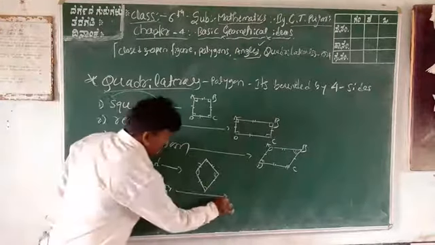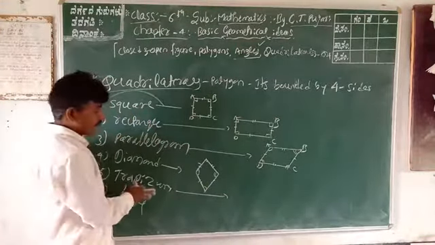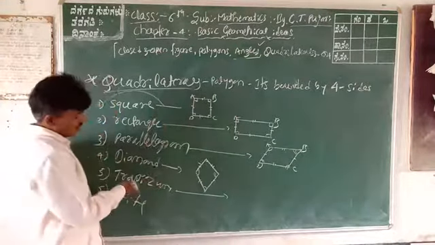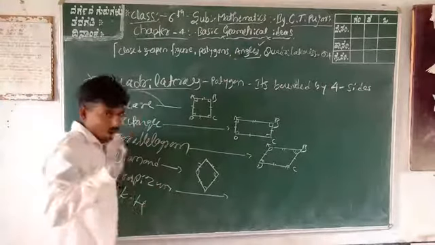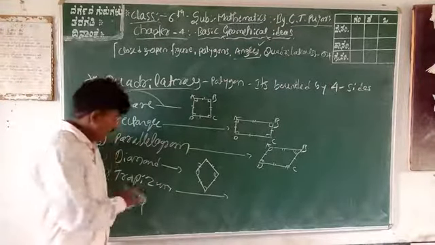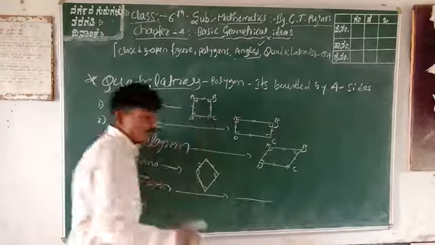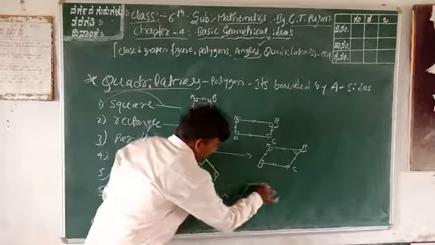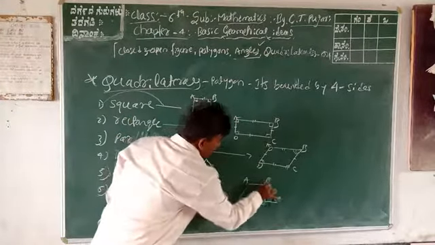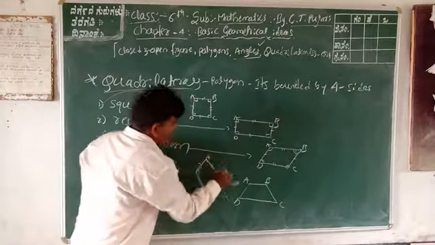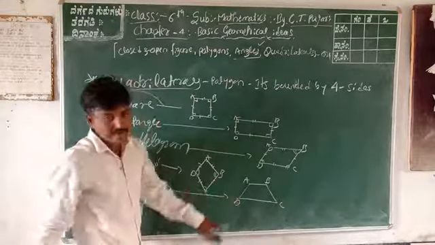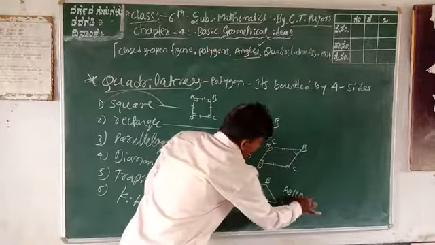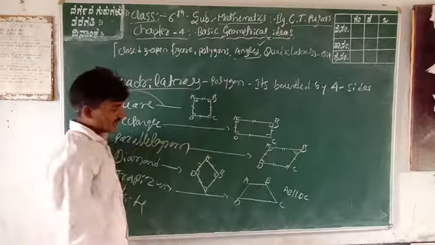What about trapezium? The trapezium is a quadrilateral as well as a polygon. In a trapezium, only one pair of parallel lines is there. These two are parallel. ABCD is the trapezium, where AB and DC are parallel. This is the trapezium.